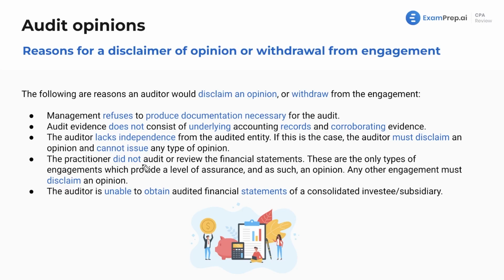The practitioner did not audit or review the financial statements. Well, if you just didn't do your job, then yeah, for any reason, you're definitely going to want to disclaim that opinion there. Just get the heck out of there. These are the only types of engagements which provide a level of assurance, and as such, an opinion. If you're giving an opinion, you're giving some sort of assurance. Any other engagement must disclaim an opinion. Lastly, the auditor is unable to obtain audited financial statements of a consolidated investee or subsidiary. Can't do any of these items. You're going to want to get the heck out of there.